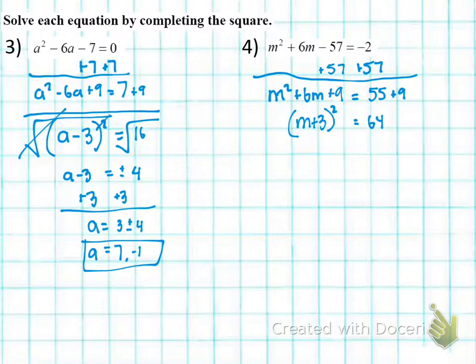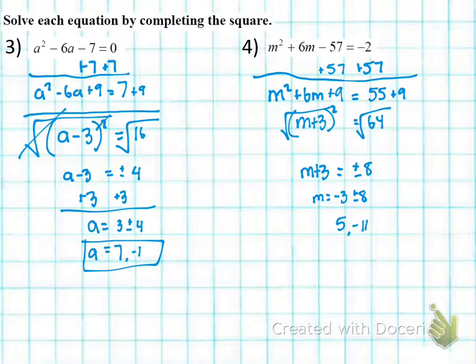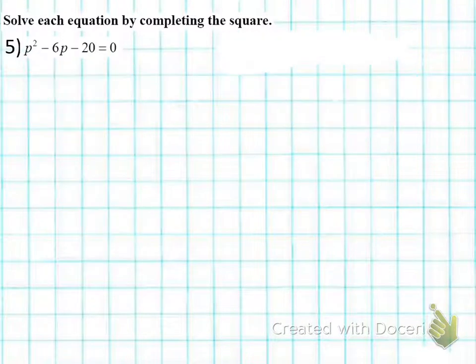Why don't you finish off this problem from this point? Go. So after you take the square root of both sides, you're going to get m plus 3 is equal to the positive and negative square root of 64, which is 8. Subtract 3 on both sides. You got m is equal to negative 3 plus or minus 8. Negative 3 plus 8 is positive 5. Negative 3 minus 8 is negative 11. That's your answer.